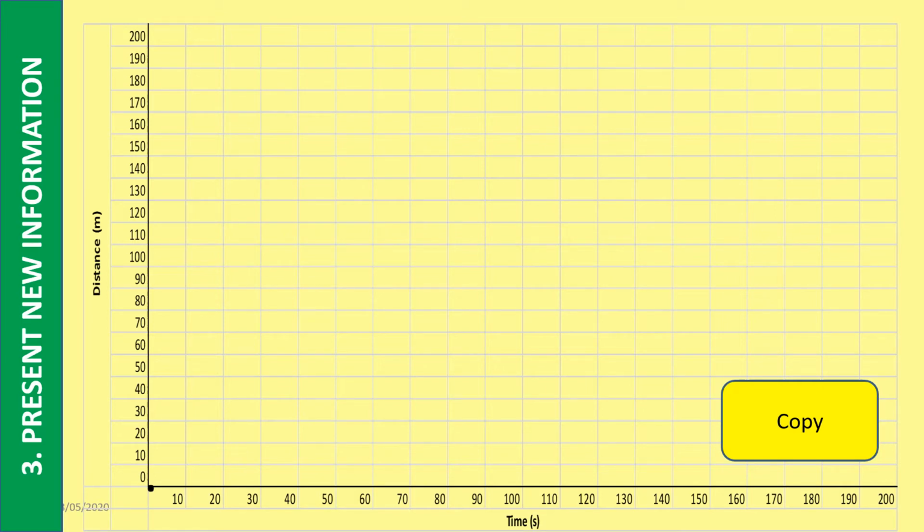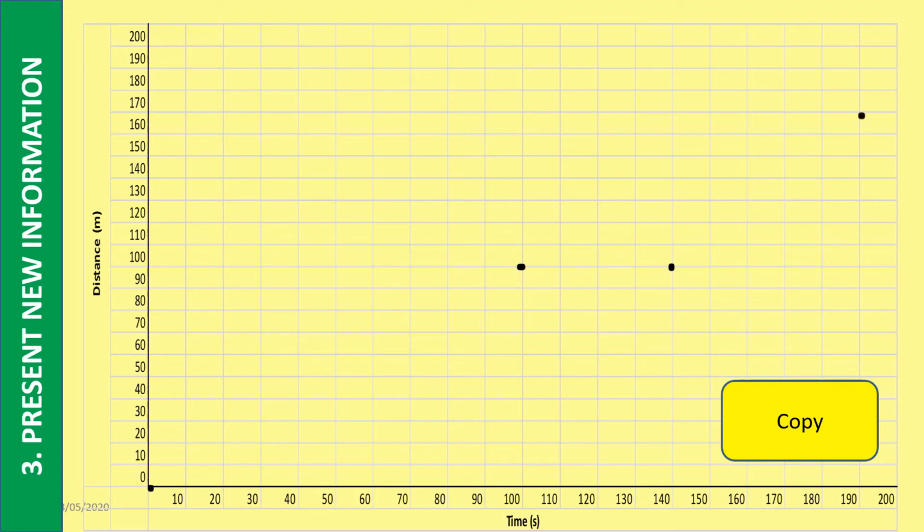For the first bit of the journey, we have this information. The person travels 100 meters in 100 seconds. So we can plot a point here. For the next part of the journey, the person is stationary. Stationary means they're not moving. So for 40 seconds, between 100 and 140 seconds, the time increases this way, but the distance doesn't increase. The distance stays at 100 meters.